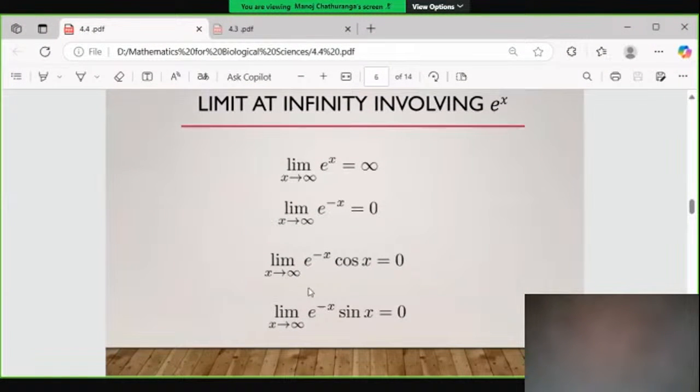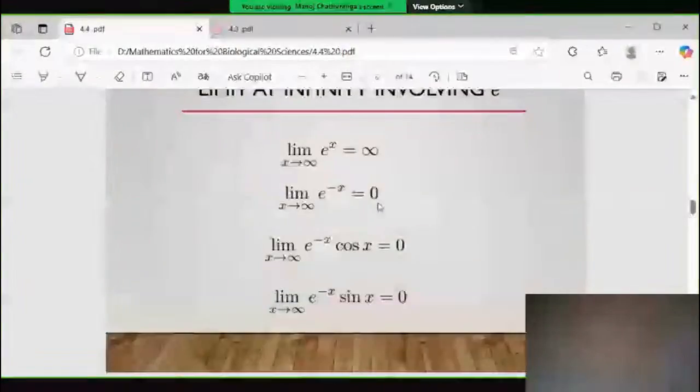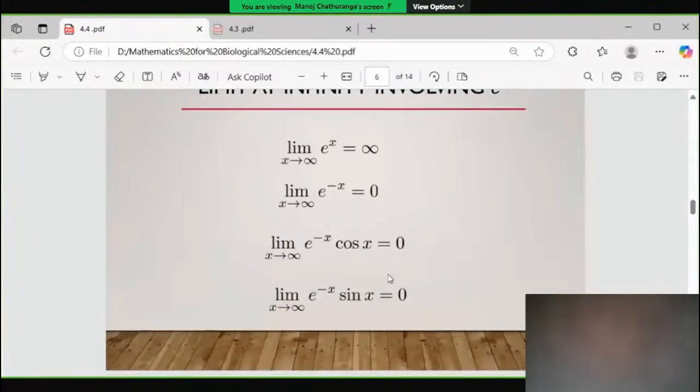Sometimes it is helpful to memorize these limits. I hope you still remember the graph of e to the power x. As x goes to infinity, e to the power x goes to infinity. But as x goes to minus infinity, e to the power x goes to 0. Sometimes it will be helpful for you to memorize these simple limits.